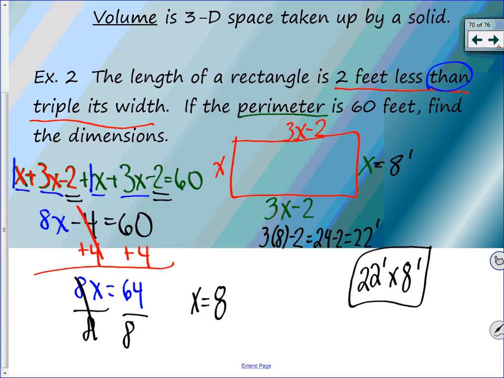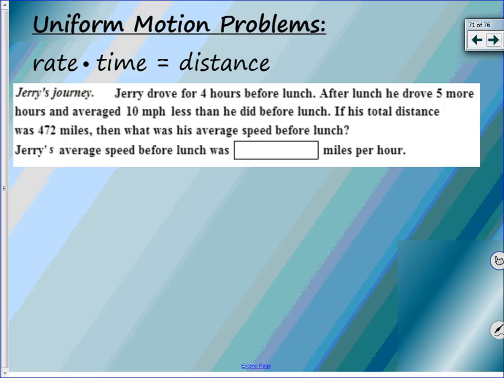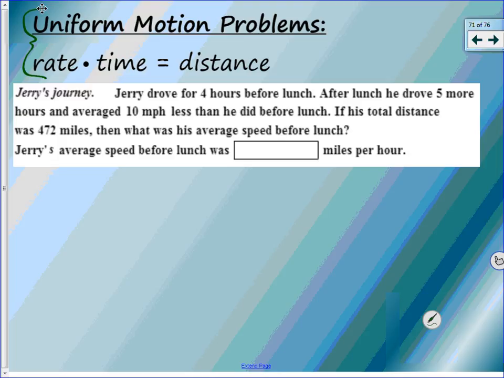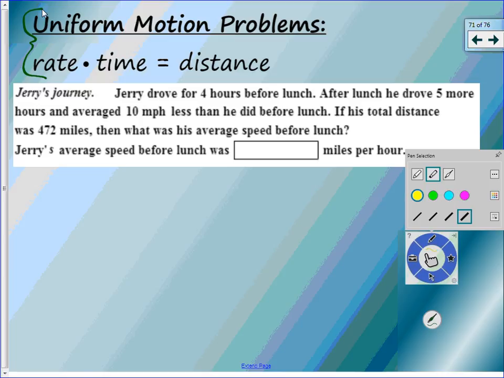Now we're going to do a uniform motion problem. You don't have to write this whole thing down, but I'm going to model some note-taking for you. So the first thing you want to write down is that this is a uniform motion problem, and that rate times time equals distance is going to be the formula you use. All uniform motion problems are going to utilize this formula, so we're just going to write it down again and again.